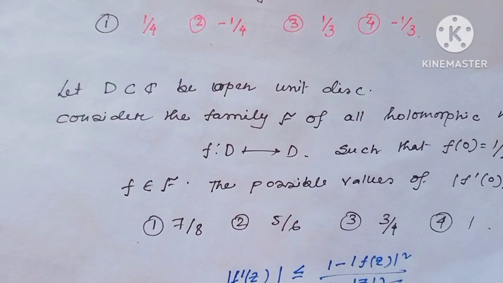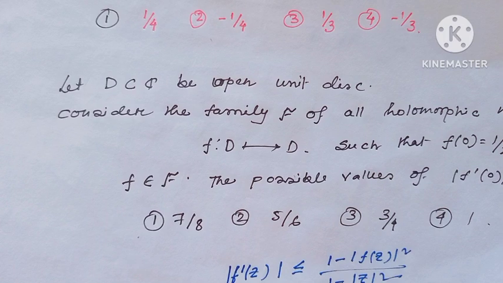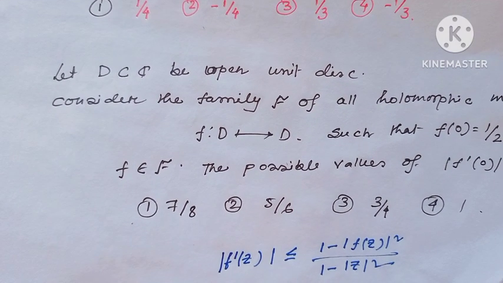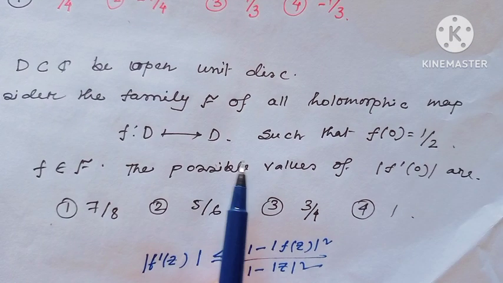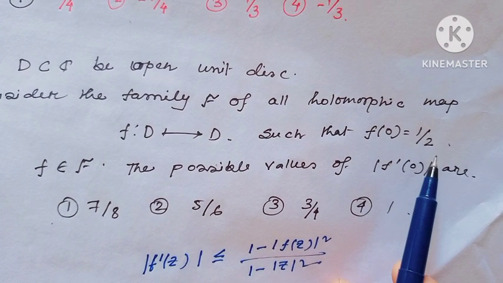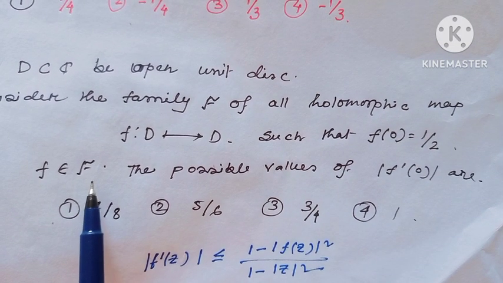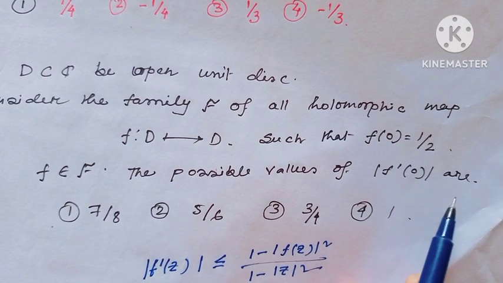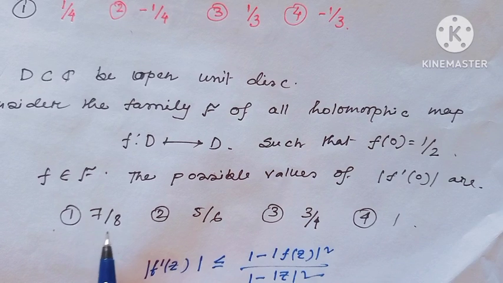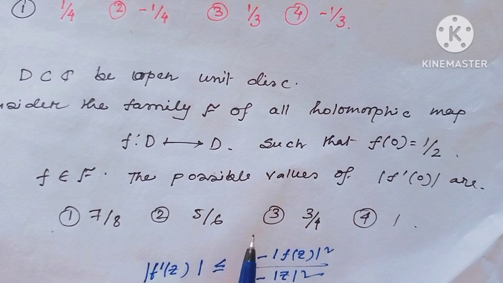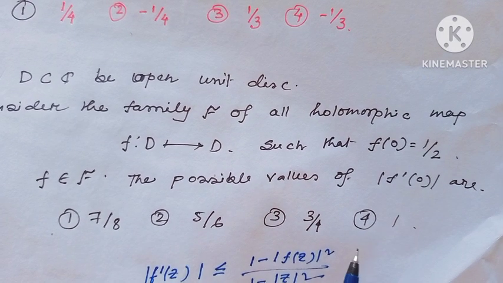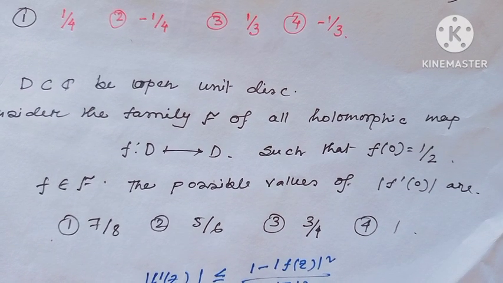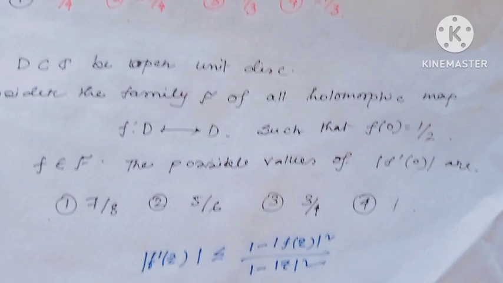First question: let D be the subset of complex numbers, the open unit disk, and consider the family of all holomorphic maps f from D to D such that f of 0 equals half, where f belongs to this family. Then the possible value of f prime 0 is: option 1, 7 over 8; option 2, 5 over 6; option 3, 3 over 4; and option 4, equal to 1. What is the possible value of f prime 0?